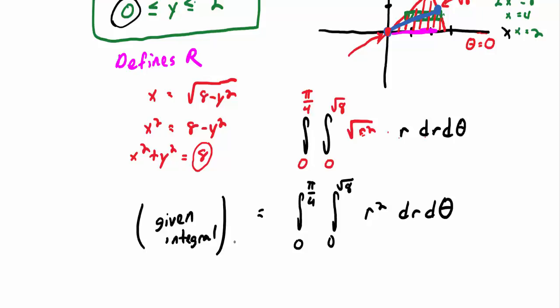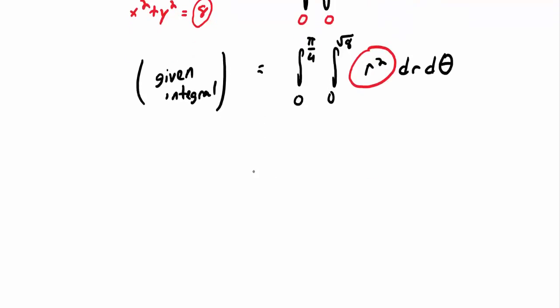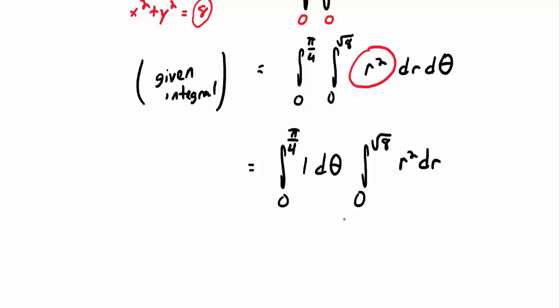And I want to remind you of something. The limits of integration are constant, and you can think of the integrand as a function of just r. When that happens, you can split this into a product of integrals. So this will be equal to the integral from 0 to pi over 4, there is no function of theta, so it's just d theta, you could think of it as 1 d theta, times the integral from 0 to root 8 of r squared dr.